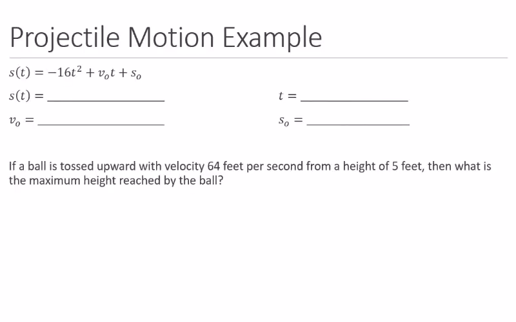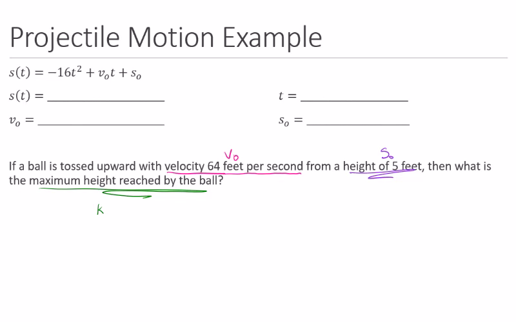All right, so here's an example where it gives us the initial velocity. Velocity is 64 feet per second, so that's our v naught, from a height of 5 feet. So that means that's our s naught. It says, what is the maximum height reached by the ball? So we want the maximum height, which is k. Remember, it's the y value of the vertex, right?